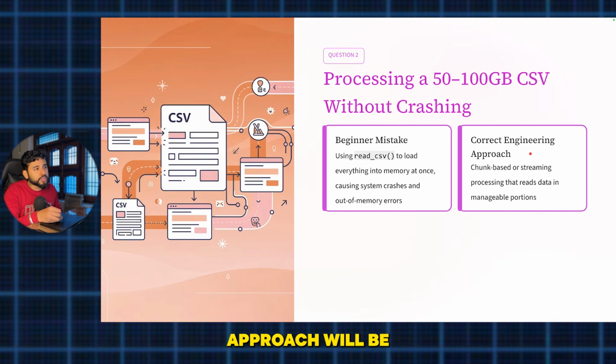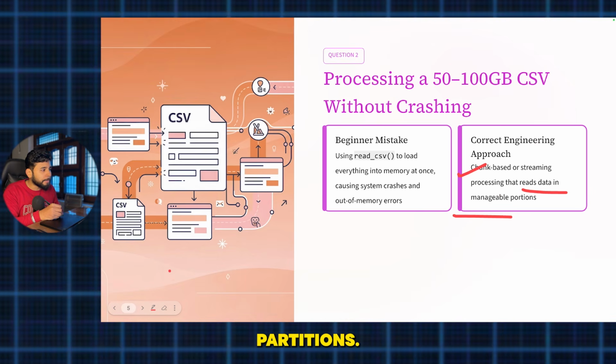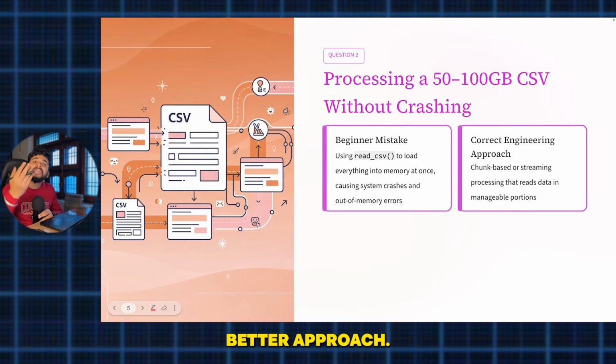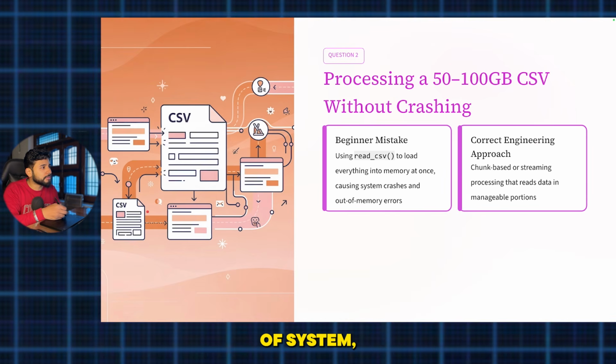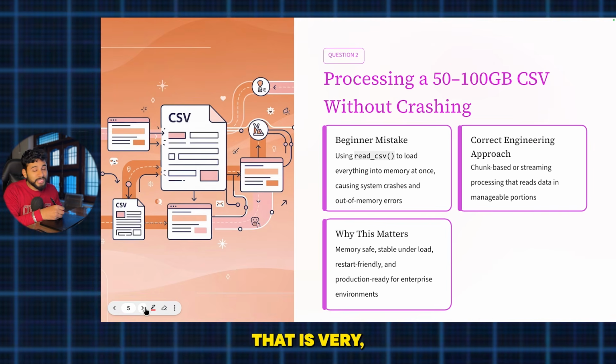The correct engineering approach will be chunk-based loading, like partition loading, or stream processing that reads the data in manageable partitions one by one. Smaller chunks of data will be read one by one. That is a better approach. Or you can do stream processing or batch processing, these kinds of things you can use. Okay, that is very important.